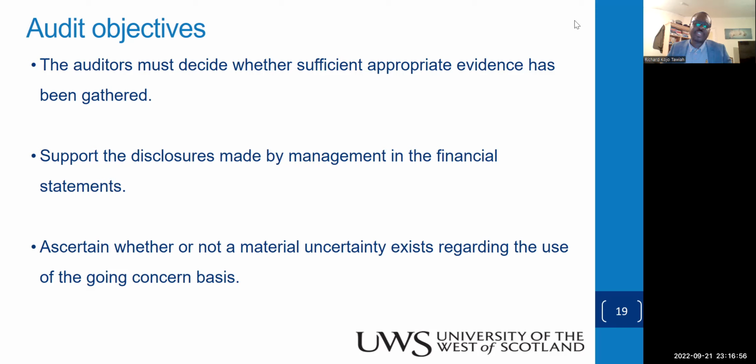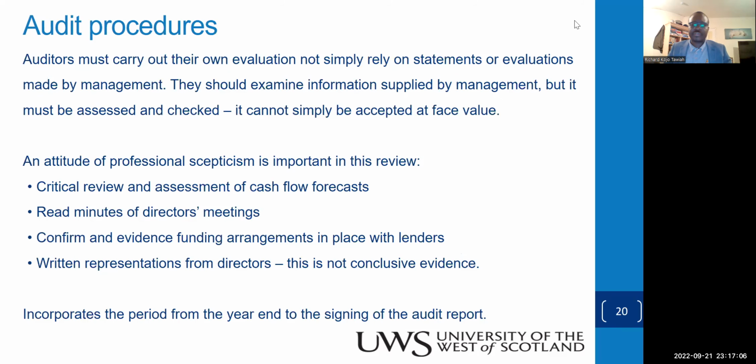So if management is saying the company is operating as a going concern, ask yourself, is there any material uncertainty when those terms are used? Okay, we're wrapping up soon. Once again, carry out enough work, evaluate, not just rely on the statements made by management, check them. We should examine any information they've supplied us, check it, assess it. Don't just take it, well, they said they are a going concern, so we should accept it. No. Upon what basis are they saying that?